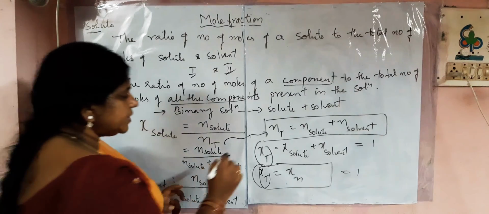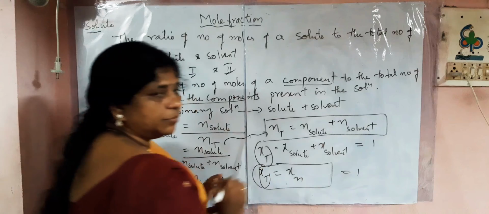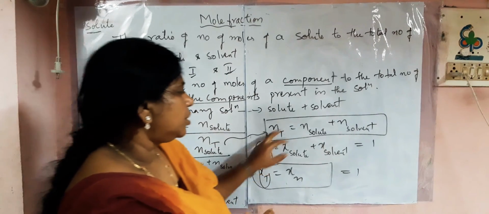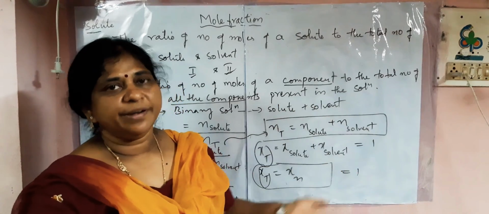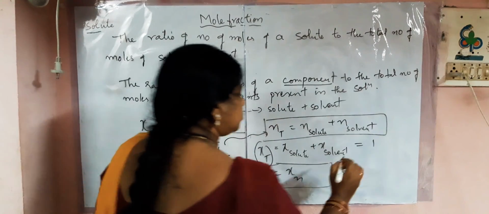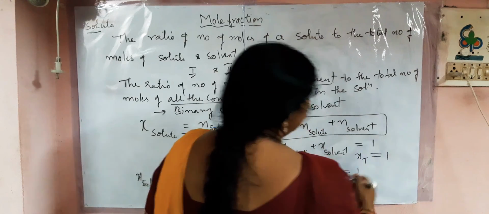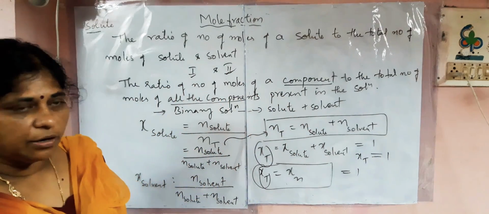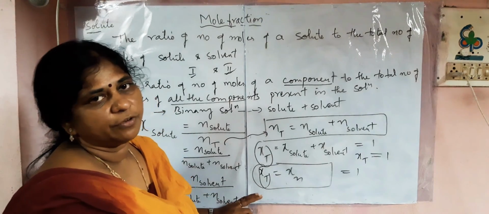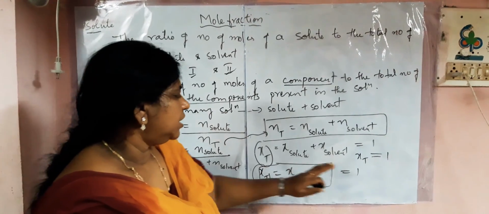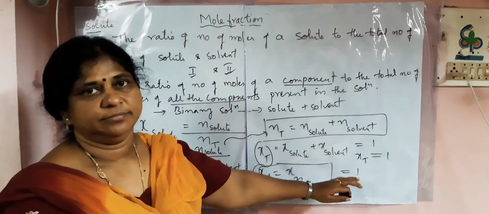Now what is x total? It is the mole fraction of solute plus the mole fraction of solvent. Always the x total should be equal to 1, or it can be less than 1, but it should not be greater than 1. Let the solution contain n number of components, but the total mole fraction should be equal to 1 or less than 1.